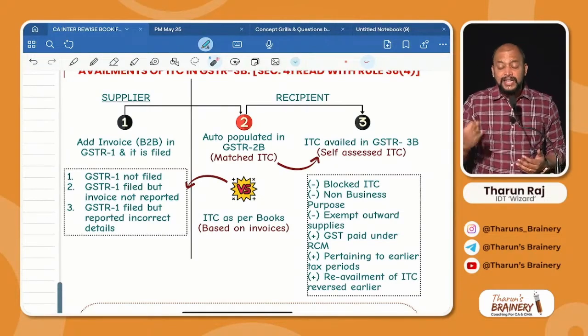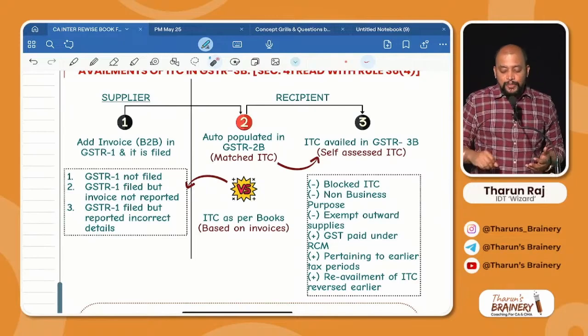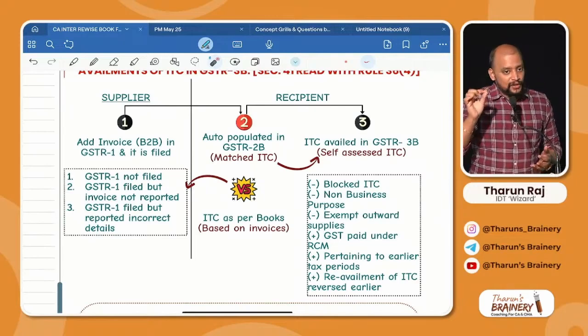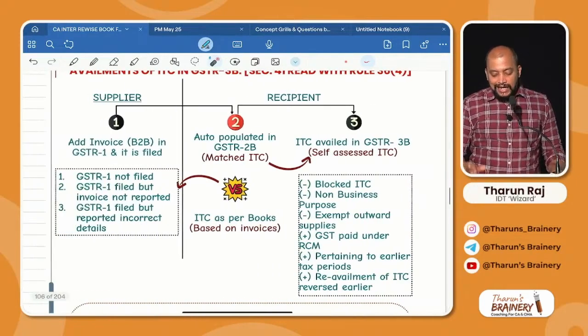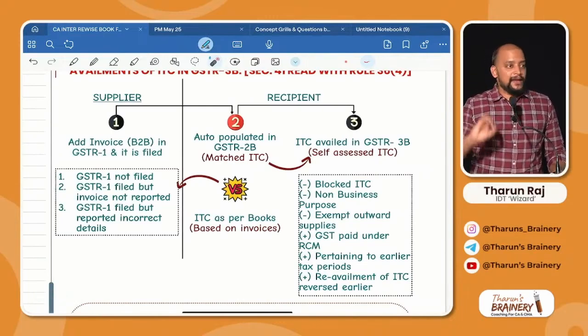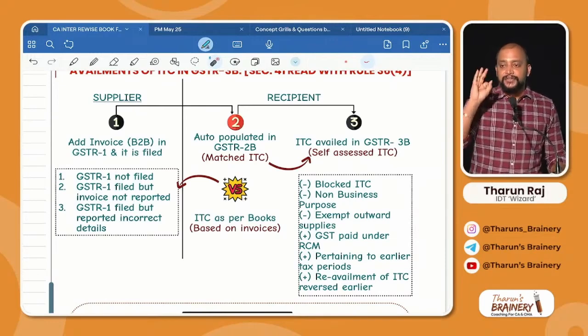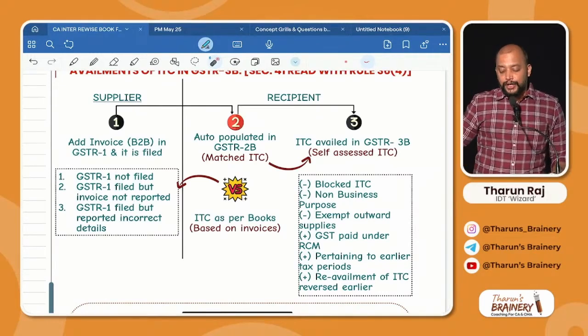These are the three things which are reflected in 2B, but ineligible. Got it? So these three are coming in 2B, but ineligible. I should not take them. What are they? Blocked ITC, ITC for non-business purpose, that is inward supply used for exempted outward supply.